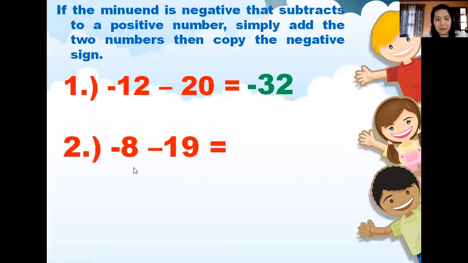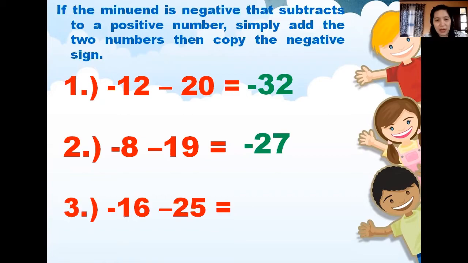Second, negative 8 minus 19. So we add this and then put negative. We get negative 27. And then the last, we have negative 16 minus 25. So add. This will give you 41. Then put negative 41.